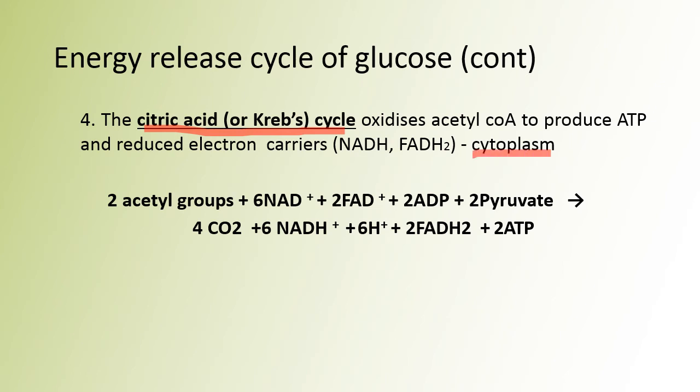So the 2 molecules of acetyl coenzyme A from the transition reaction will enter the citric acid cycle, and this results in the formation of 6 molecules of NADH, 2 molecules of FADH2 and 2 ATP. These NADH and FADH2 molecules will then carry electrons to the electron transport system for further production of ATP by oxidative phosphorylation.